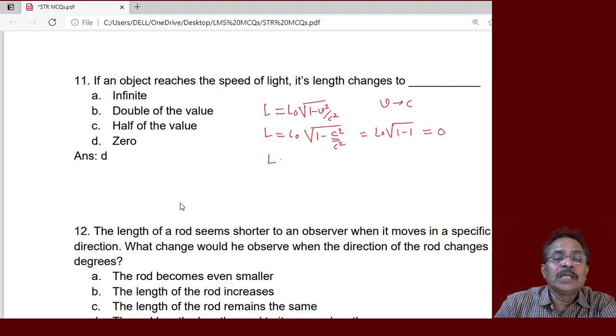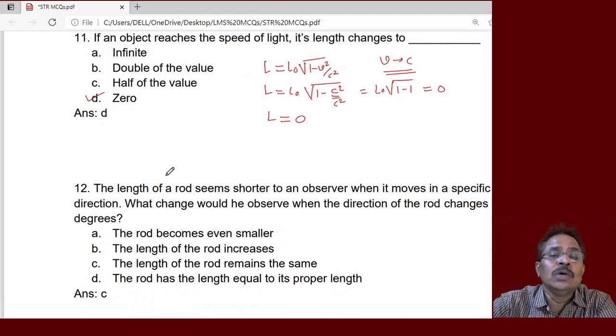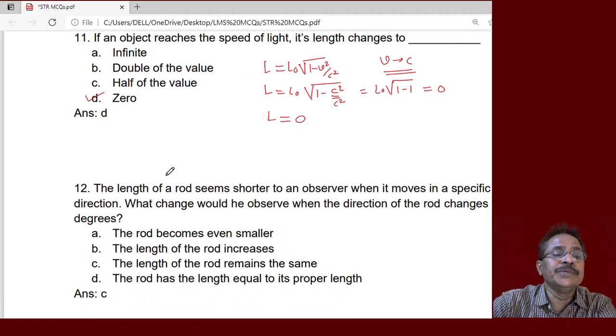Therefore, the length of the object will become simply 0 when it is approaching the speed of light. That is, if an object reaches the speed of light, its length changes to 0. And therefore the correct answer of question number 11 is D. So this is also related to length contraction. Length contracts in such a manner that the length of the object appears to be simply 0 when it approaches the speed of light.